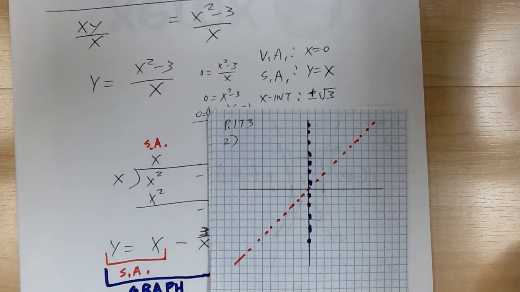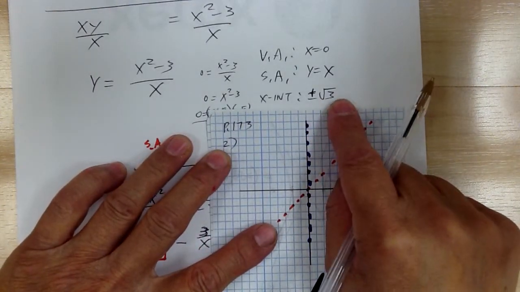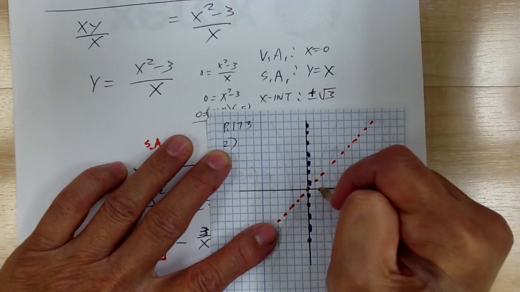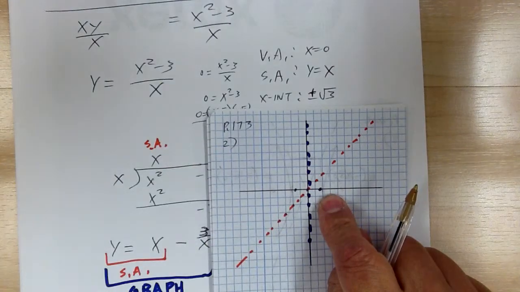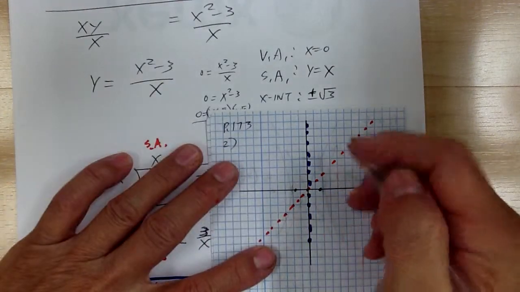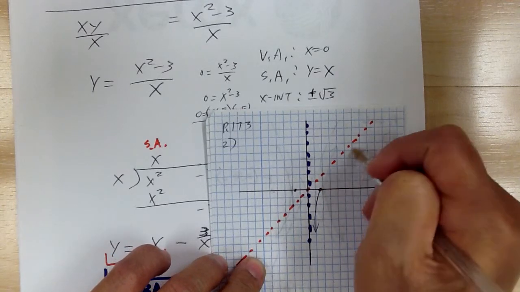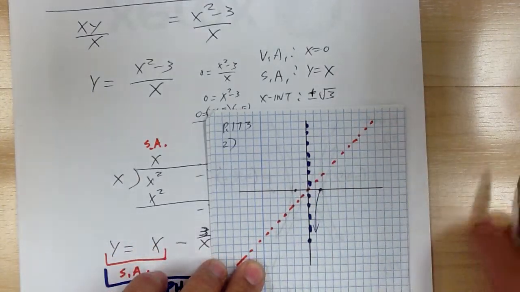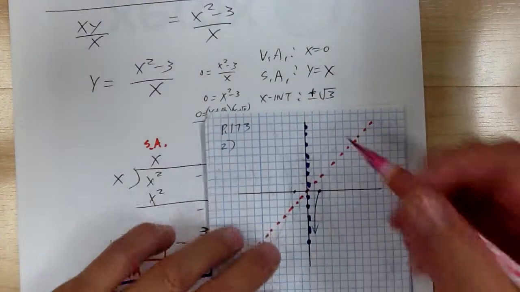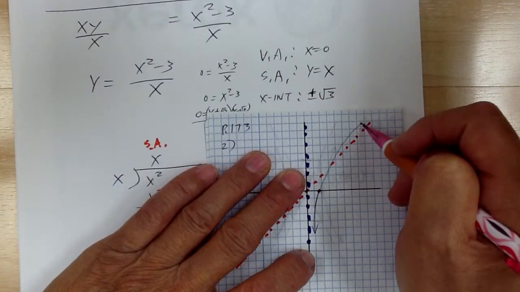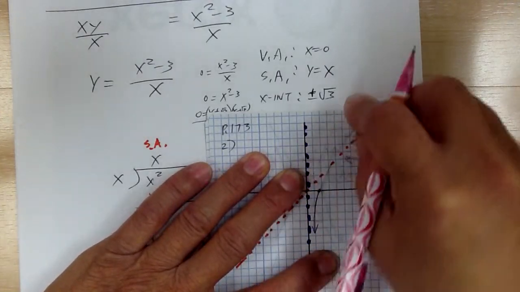Next, you plot your points. So x-intercept is plus or minus square root of 3. This is about 1.7, so it's going to be about right over here and right over here. Now by looking at this graph, you know that here's a vertical asymptote, so you have to go this way. Now this has to go this way. But you don't know, so this is the part you have to figure out. You don't know if it's going to go like this or like this. It's going to be above or below the asymptote. That's the part you have to figure out.